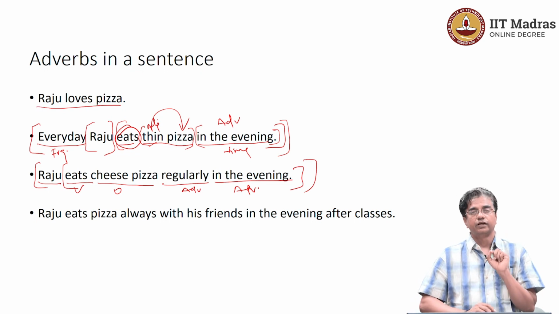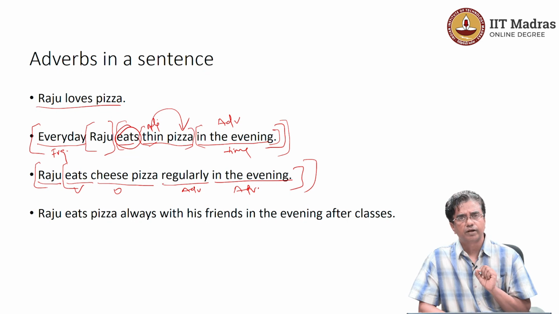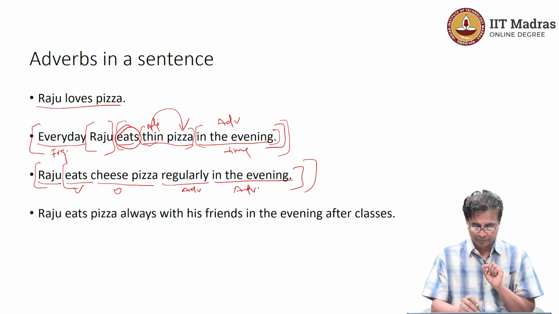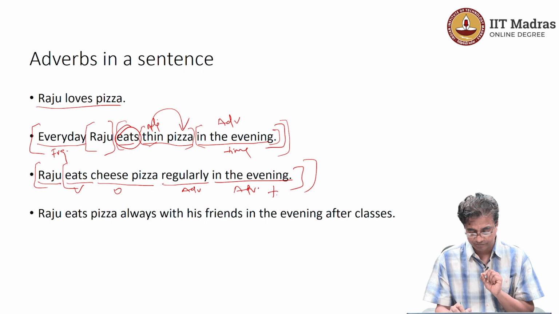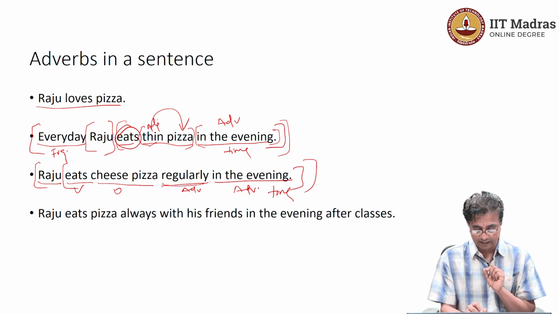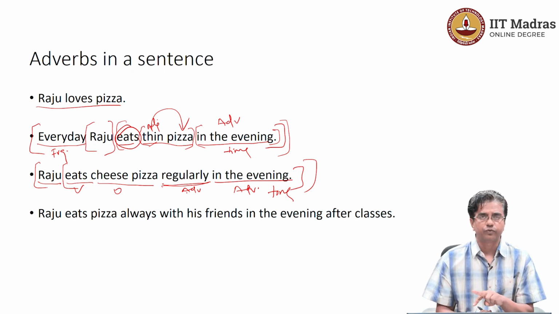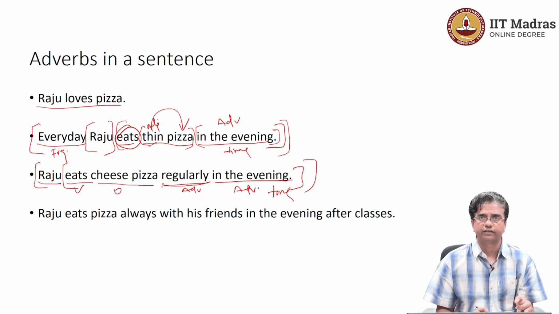Keep in mind, adverbs are not just one word. Prepositional phrases in a sentence which have adverbial functions are also called adverbs. So, in the evening is giving us information about time, and regularly is again giving us information about frequency, and both of them are related to eating. So, they are both adverbs of this verb, modifying the verb.